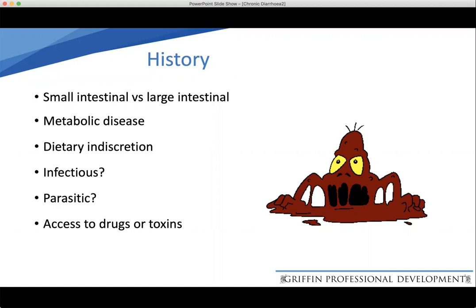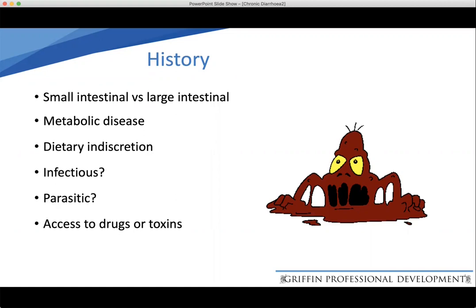So when we think about diarrhea in dogs, the first and most important question we need to ask ourselves is, do we have an animal with signs of small intestinal versus large intestinal diarrhea? Is there any evidence that would support an underlying metabolic disease? Could the diarrhea be associated with dietary indiscretion? Is the animal a scavenger? Is it possible that it could be an infectious process?